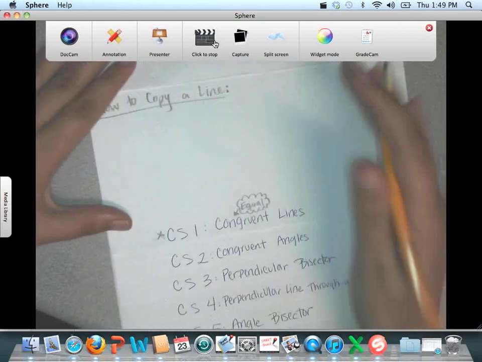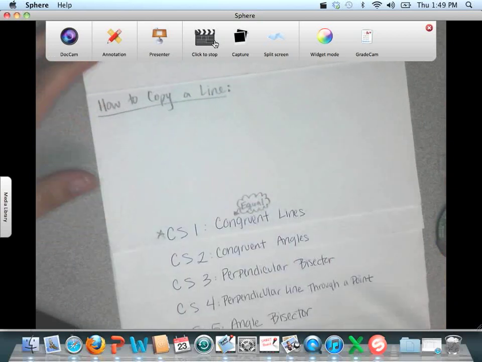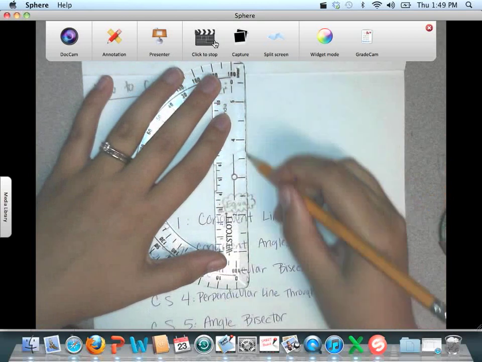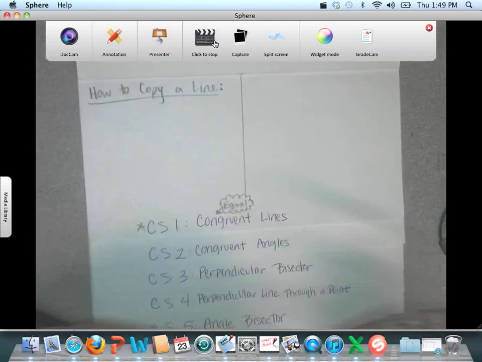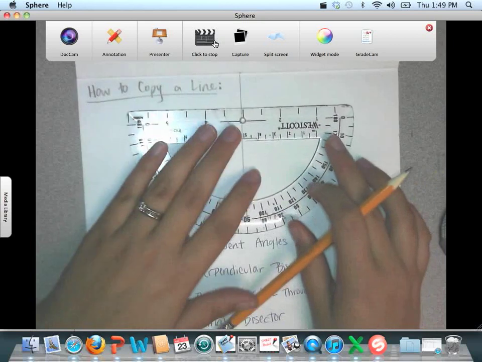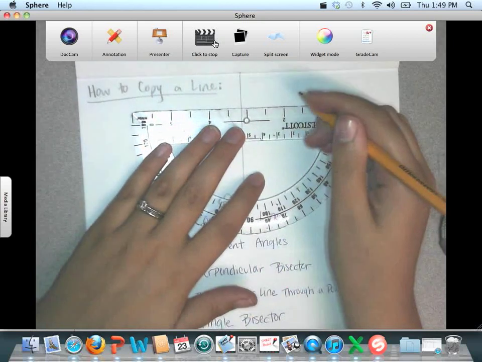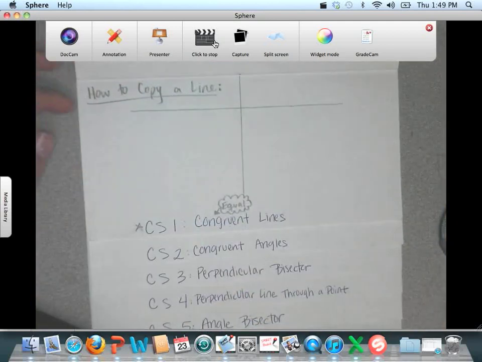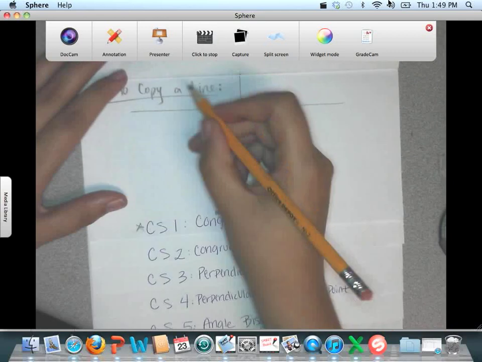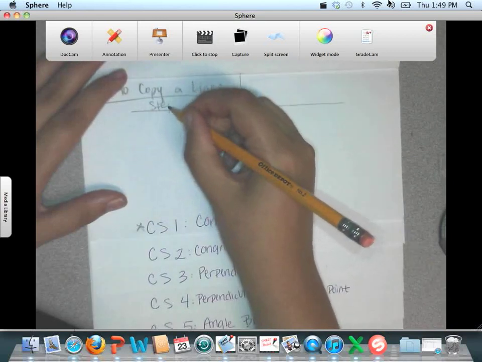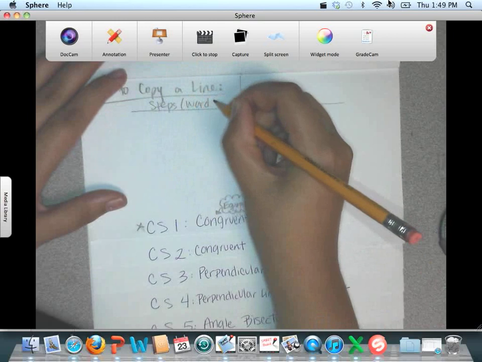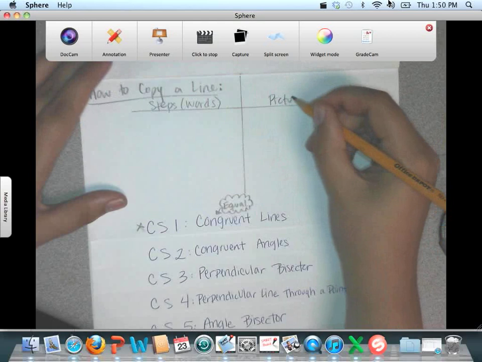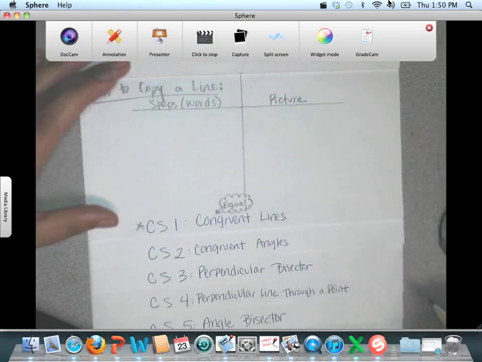So when you're doing this, you're going to want to show the steps. So I'm just going to split my paper right in half, like so. My little equals is in the way, but that's okay. And you have two categories, so we'll do a little line chart. On this side, you're going to have the steps in words, and on this side, you're going to have a picture representation of it.